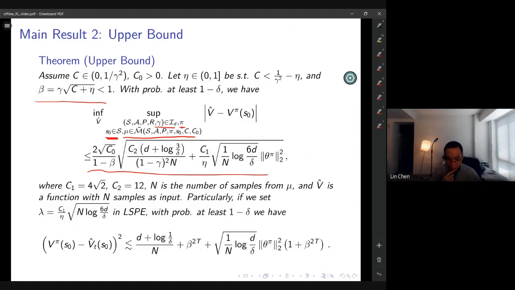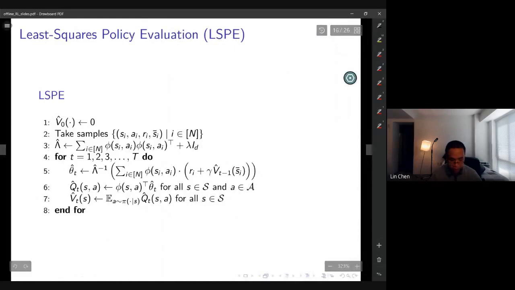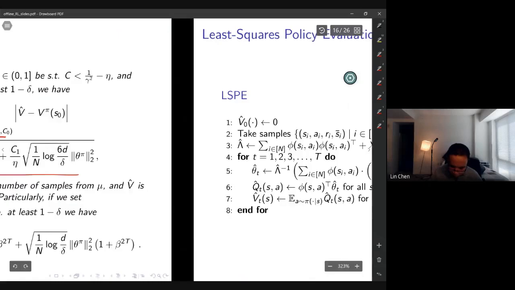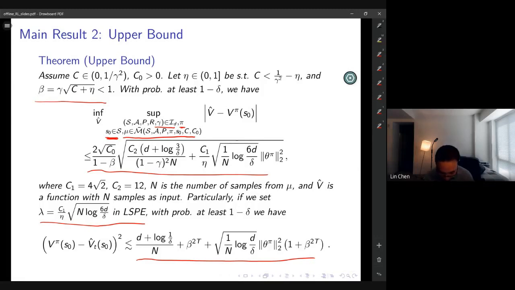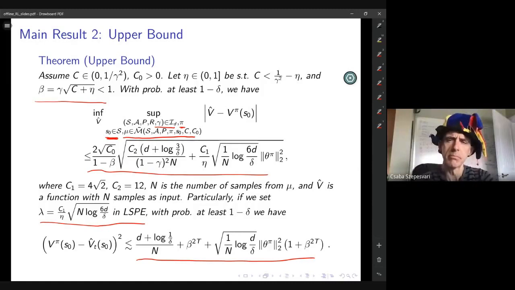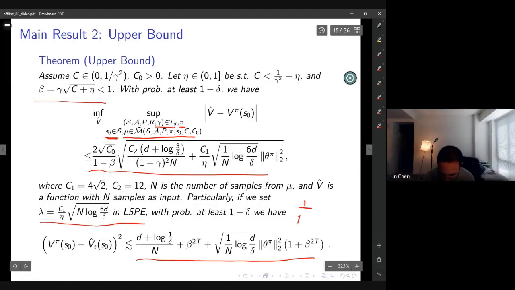And this rate is achievable by an algorithm, this D-square policy evaluation algorithm. We will talk about this later. If we set this parameter in this algorithm, then with probability 1 minus delta, we will have this rate. Here we ignore all other constants. So the rate is basically 1 over n to the 1/4, because we have a square here.